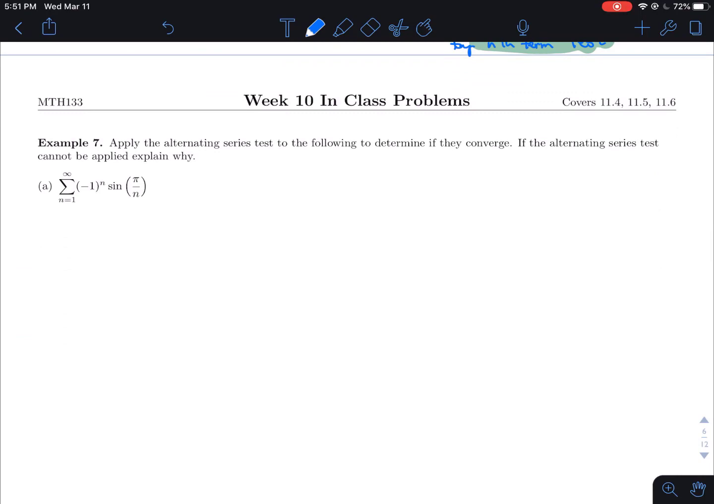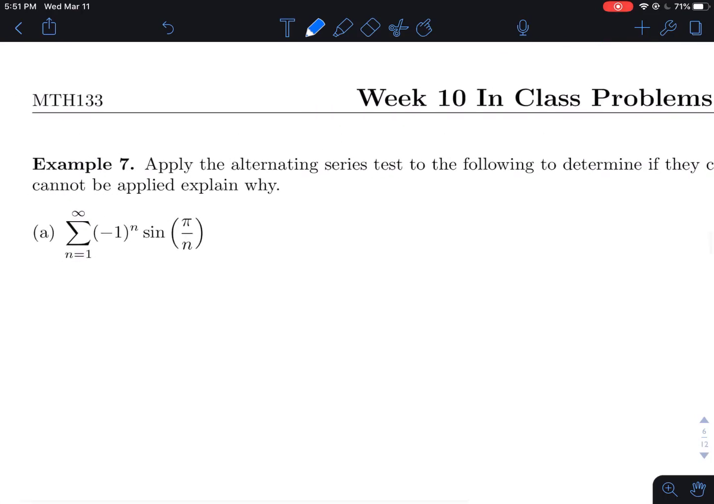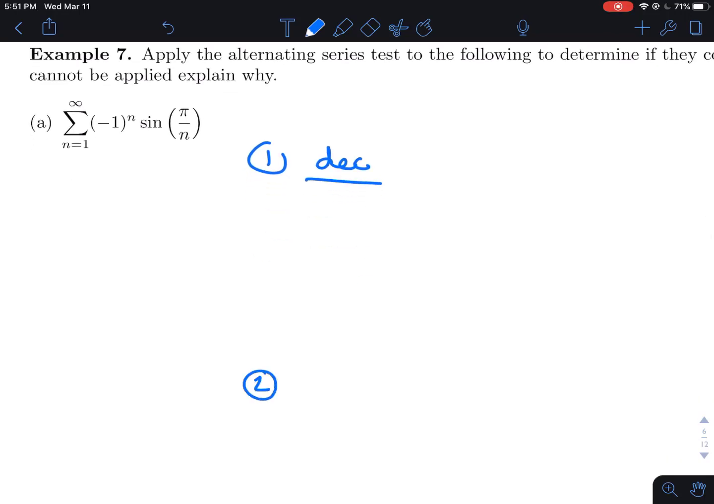Again, we're playing the same sort of game. Apply the alternating series test to the following to determine if they converge. If the alternating series test cannot be applied, we're going to explain why. So with this one, let's go ahead and check. Again, we need to check that it's decreasing. That's the first question. And we need to check the limit goes to 0. Those are the two steps that we need to use every time we're considering the alternating series test. Those are the hypotheses. If those are met, we know right away that it converges.